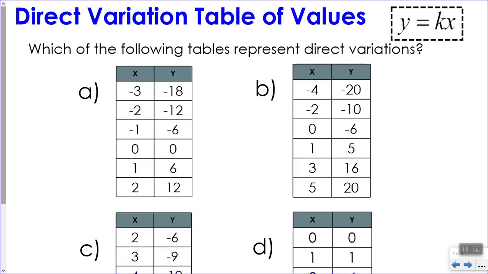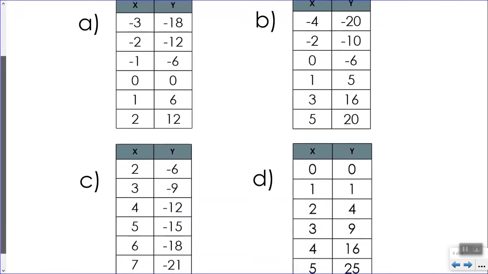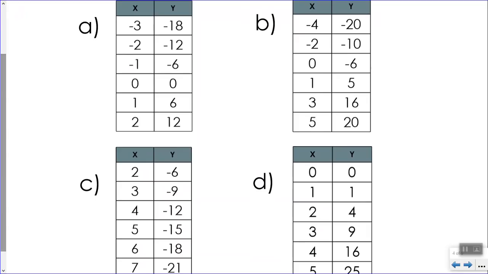So the first thing we want to do here is see if we can identify which of these tables represent direct variations. If we look at the first table, like I said before, we can just add that k column, which is y over x. Here, -18 divided by -3 is 6. -12 over -2 is 6. Here we get 6. Remember that each direct variation passes through the origin. So if we see (0, 0), that's a good sign. Remember that I can't divide anything by 0, so I can't do 0 over 0. So we get 6 here and 6. So this is a direct variation.